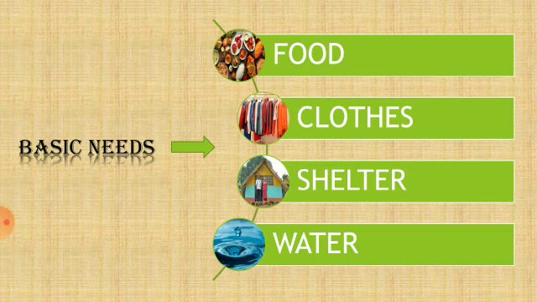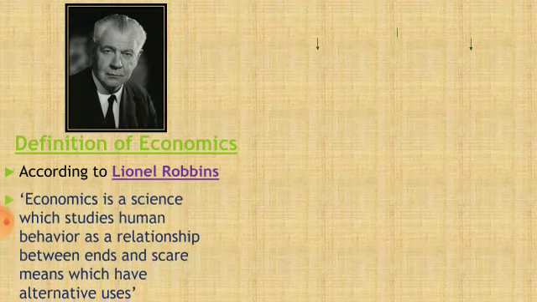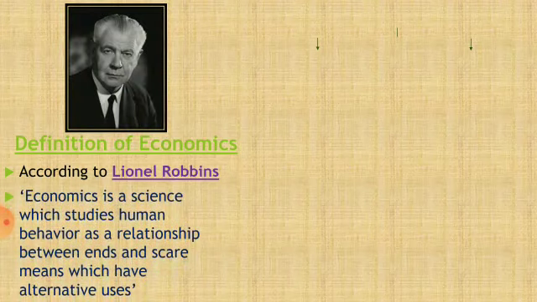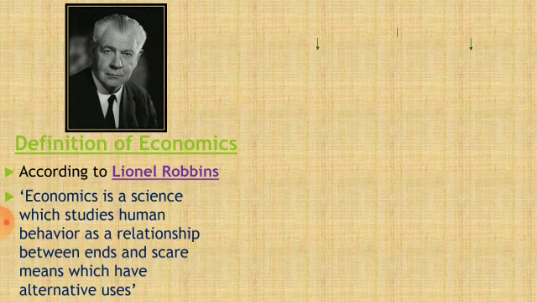Now, resources are limited, but needs are unlimited. Now, let us study the definition of economics by Lionel Robbins. The picture that you see here is of Lionel Robbins, and he says that economics is a science which studies human behavior as a relationship between ends and scarce means which have alternative uses.